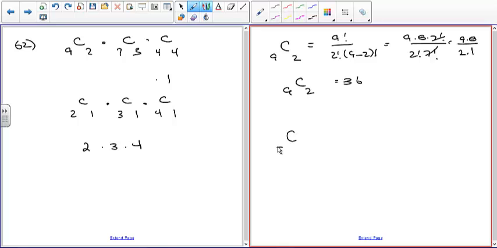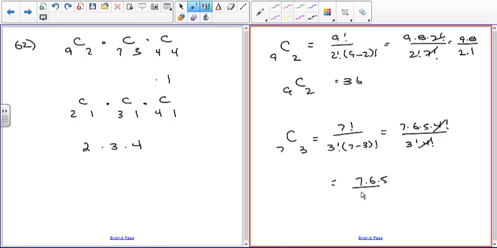And then 7 things taken 3 at a time is going to be 7 factorial over 3 factorial times 7 minus 3 factorial, which is 7 times 6 times 5 times 4 factorial divided by 3 factorial, 4 factorial. So 7 minus 3 is 4. Those cancel out. Remember, this is 3 factorial, not 3, so you've got to divide by 3 times 2 times 1. So if you multiply that out, you'll get 35. You can use your calculator to do that, but what I did is 3 times 2 is 6. I just left 7 times 5, 35.